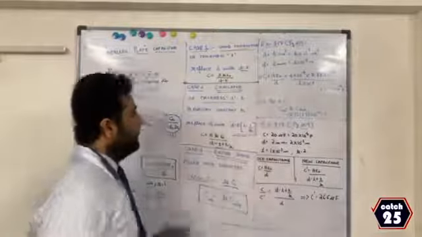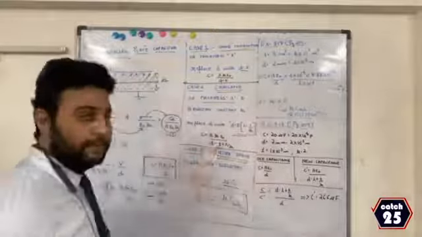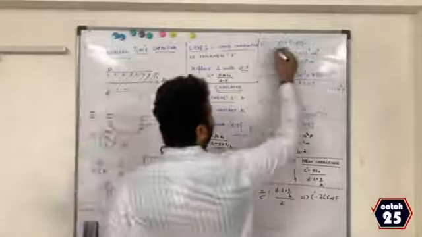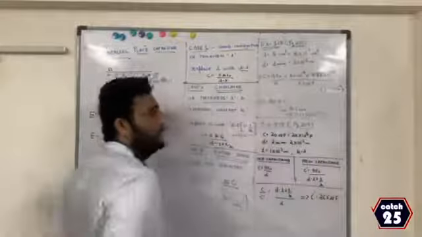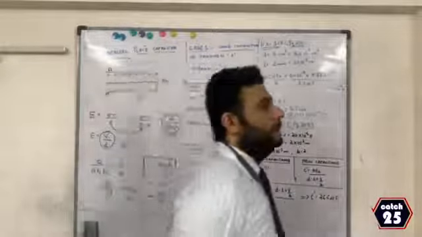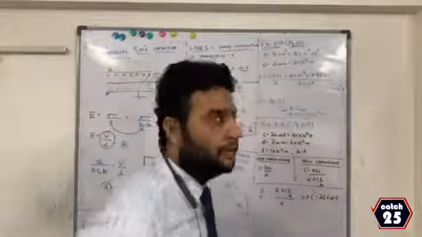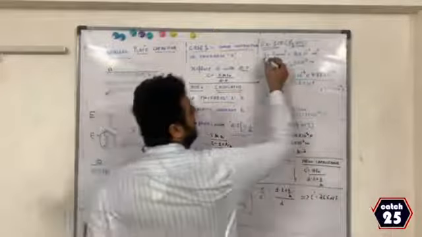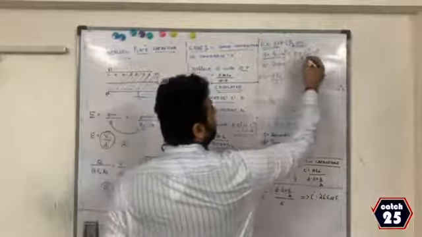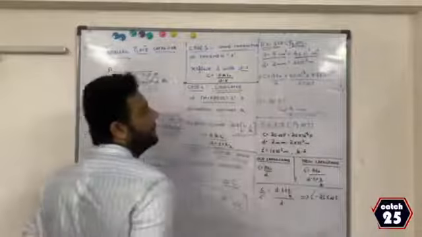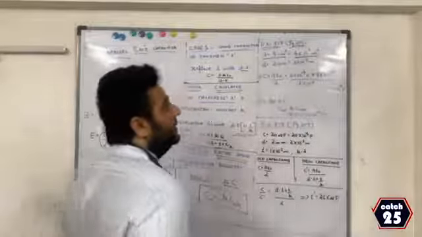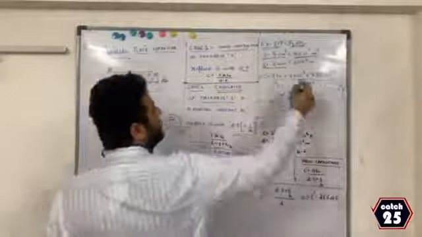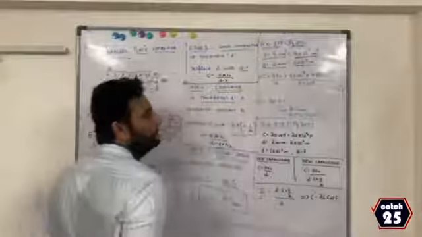Okay? Now, based on this, there are two problems, very easy to understand. One is, if you see example 8.17, page 209. In that question, if you notice, they have given area as 4 centimeter square, which is 4 into 10 power minus 4 meter square, and the distance between the plates they have given as 2 millimeter, which is 2 into 10 power minus 3 meter.